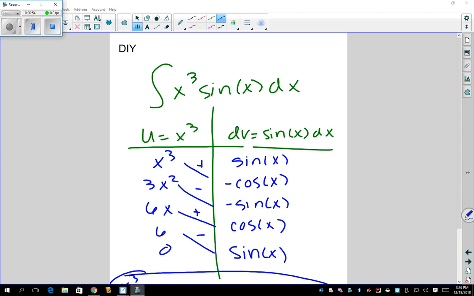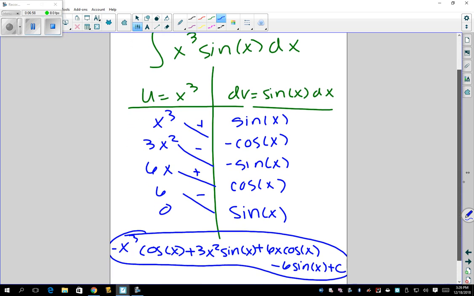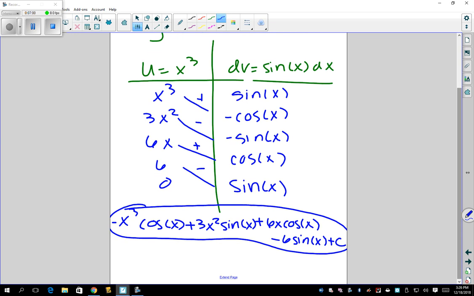So these are what I picked for my u and dv. This is my chart. And if you scroll all the way down here, this is all one answer: negative x cubed cosine x plus 3x squared sine x plus 6x cosine x minus 6 sine x plus c.